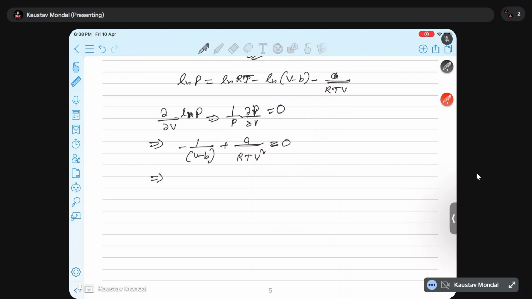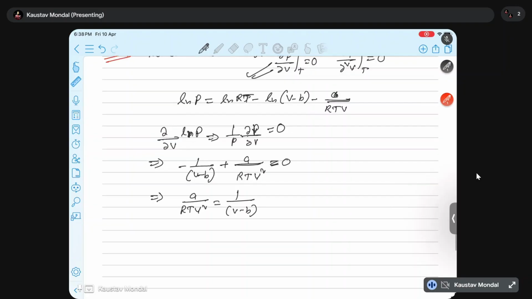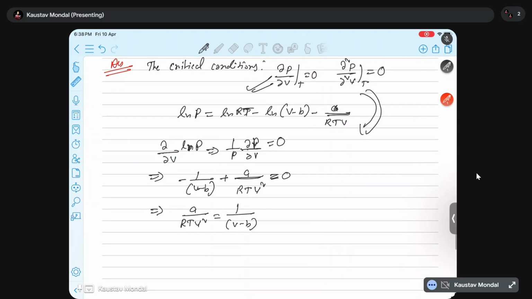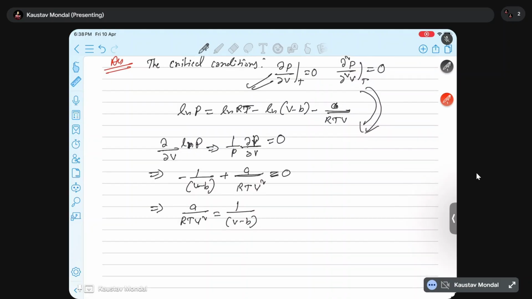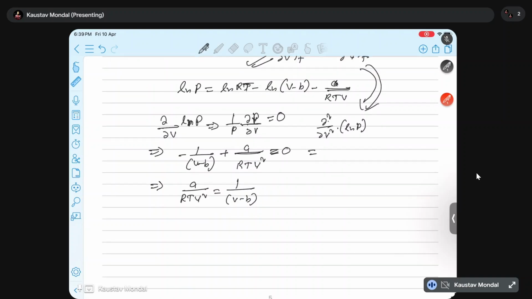Now it will become a/RT = 1/(V-b) - ... A RT by V square will be equal to 1 by V minus b. Now from the second condition, it comes like this. Second condition is del square del V square of ln P, right? So it's two derivatives. If you do two derivatives, in that case it will become 1 by V minus b.